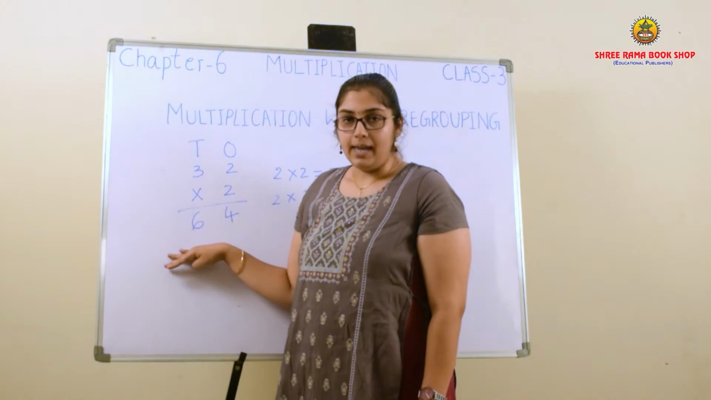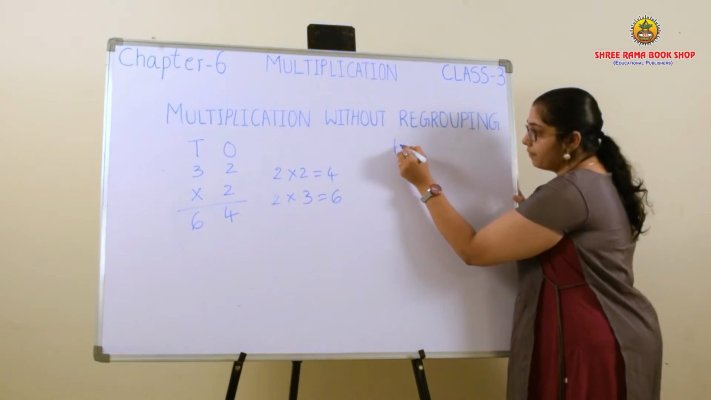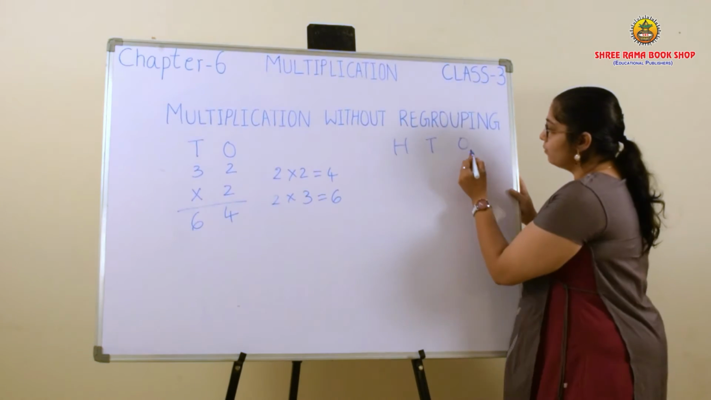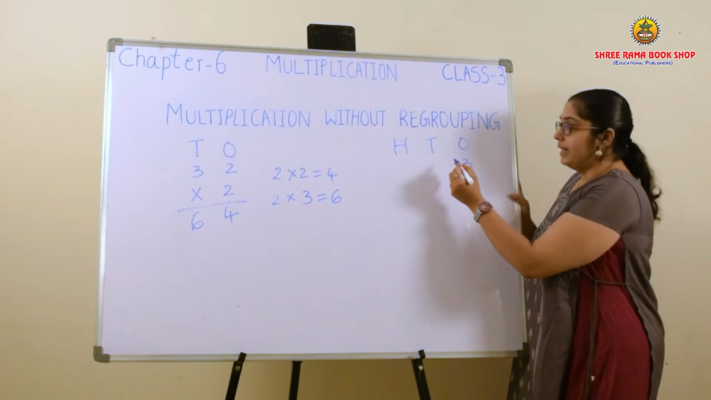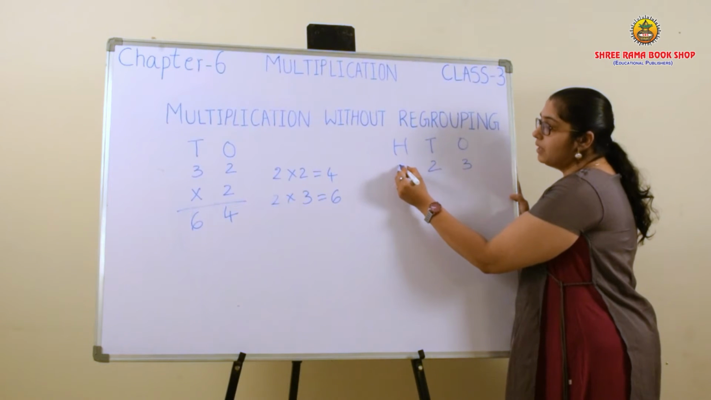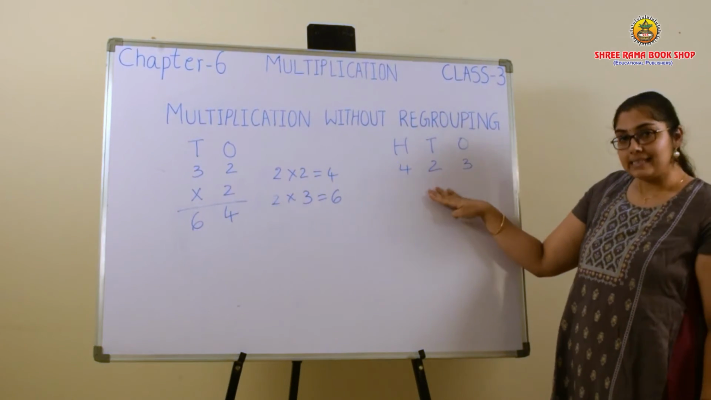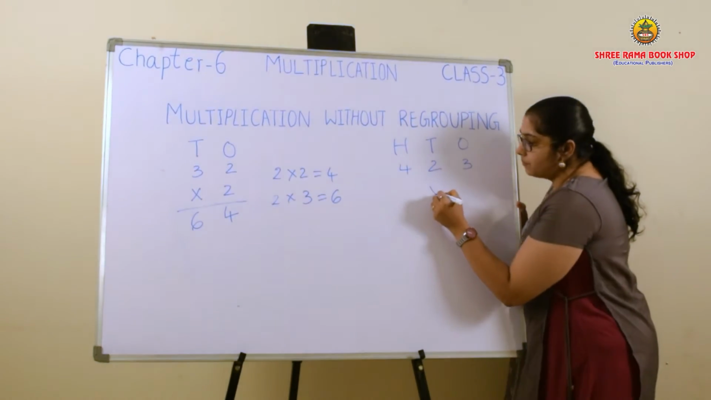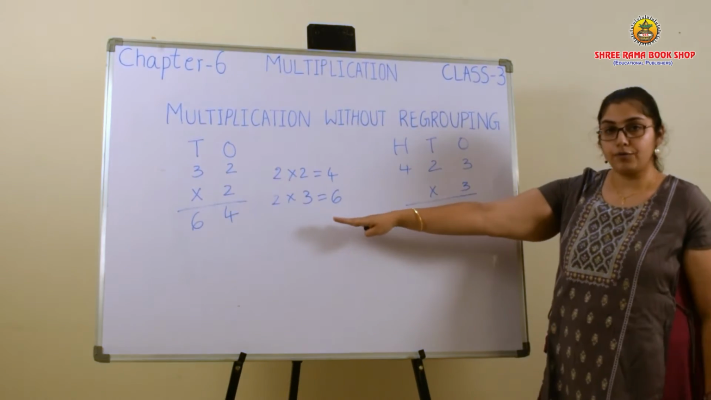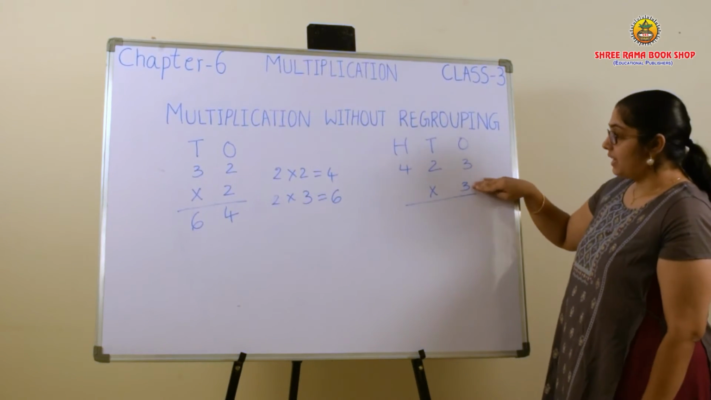In a similar way, I will take a 3-digit number, that is ones, tens and hundreds, right? In ones place I will take a number 3, in tens place I am taking a number 2, and in hundreds place I am taking a number 4. I will multiply this 3-digit number with 3. In a similar way to the 2-digit number, here also we will start from ones place. So 3 into 3.